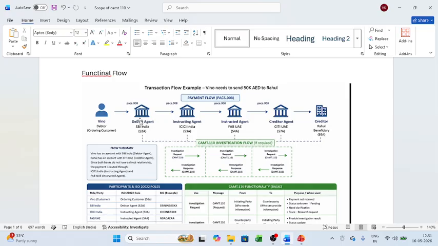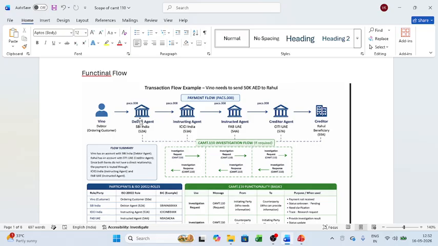So the debtor bank sends the investigation message, the camt.110: what is the status of my payment? After that, the creditor bank gives the response to the camt.110. So whenever your message flow stops, any bank needs to investigate the particular message, and at that time they raise the camt.110 message.